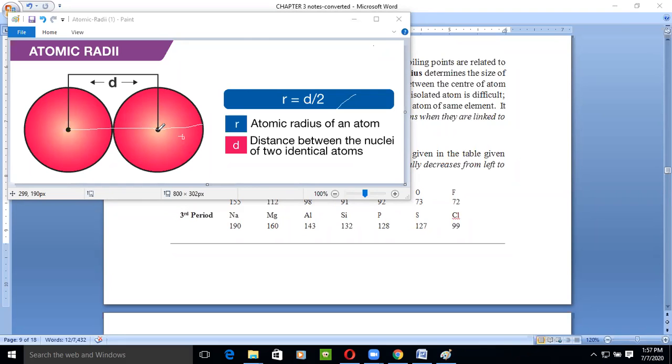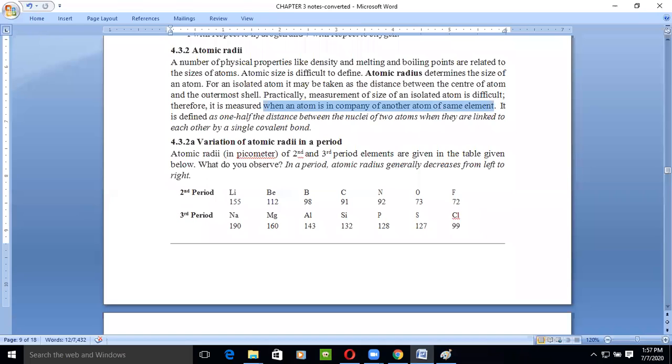So by this method, when the two atoms are in the diatomic molecular state, or they have the same size and same atomic radii, we can easily find out the atomic radii of the two bonded atoms with the same atomic size. Got it? There is a variation in the atomic size in groups and periods.